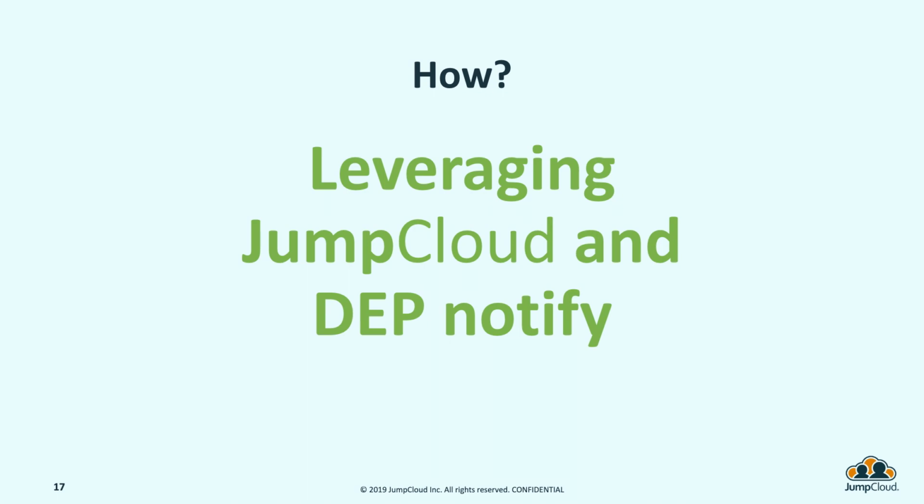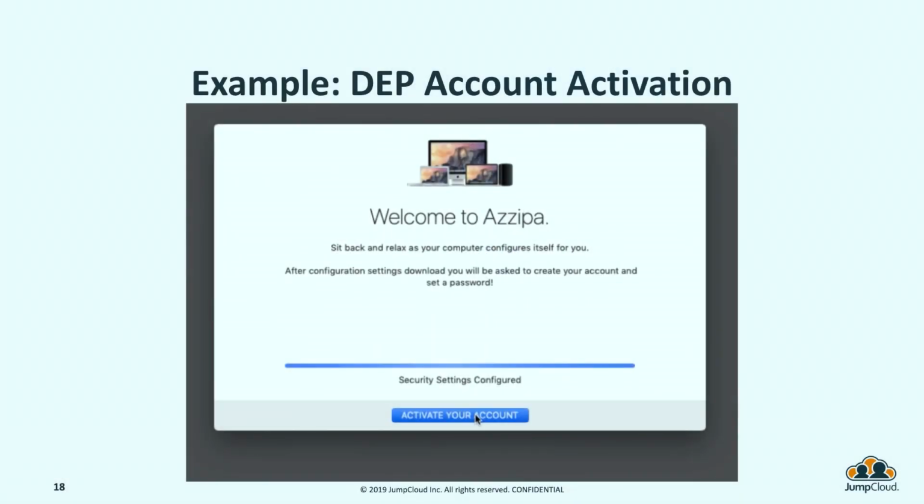So how does this all work? What we're going to see today is how you can use JumpCloud and DEPNotify and bundle this up in a PKG that can be thrown down by your MDM to facilitate this workflow. So here's an example of a screen. And again, this is DEPNotify.